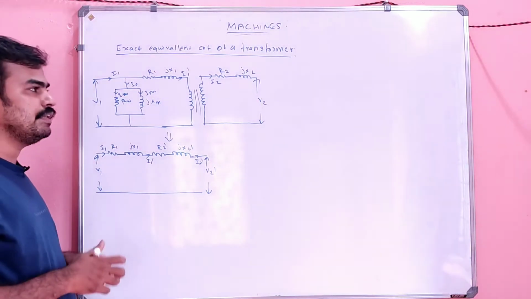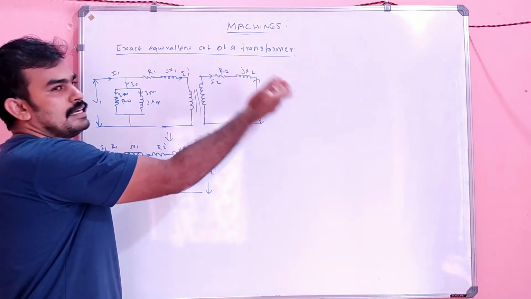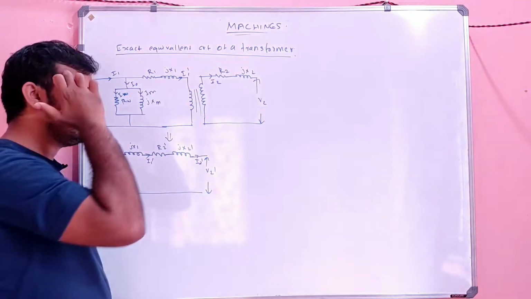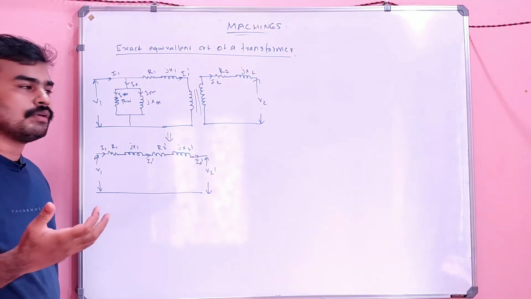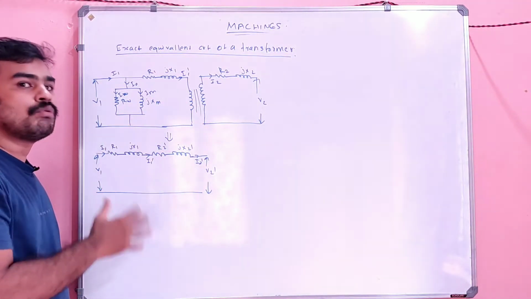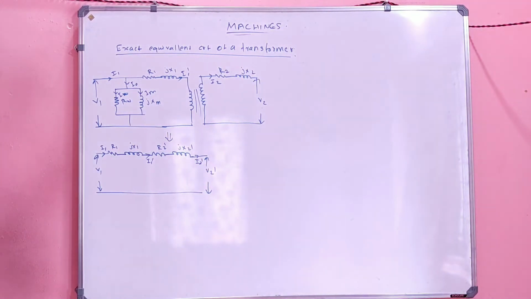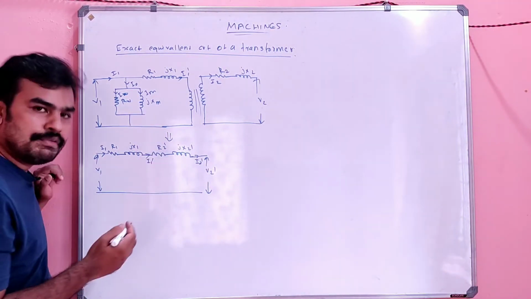That means simply we did one thing. We took the secondary side resistances, voltages and current, and represented them in the form referred to primary side. But then what is the value of this R2 dash?